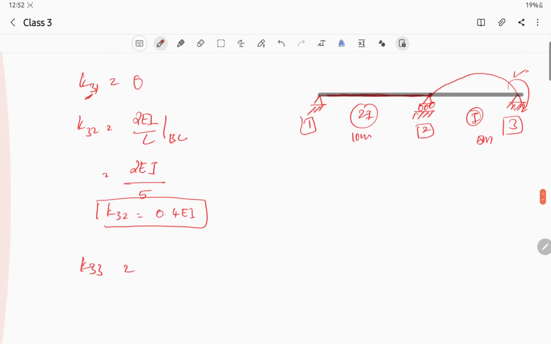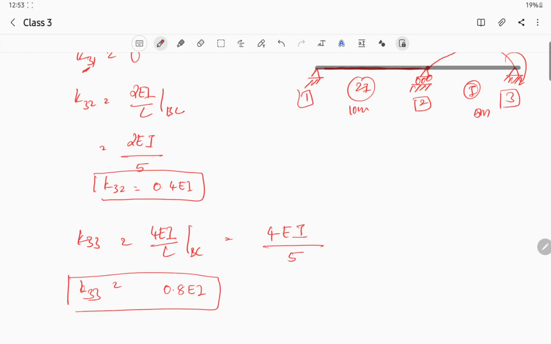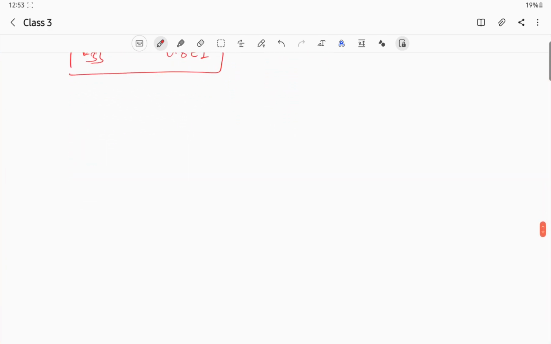Next, we will have K33. K33 is, we are rotating at this location, isn't it? So what will happen there? 4EI by L, span is BC or CB. So that implies 4EI as it is, whole divided by 5, which is equal to 0.8 EI. So this is how we got K11, K12, K13. Now we will take down the entire matrix. So that is my K matrix.